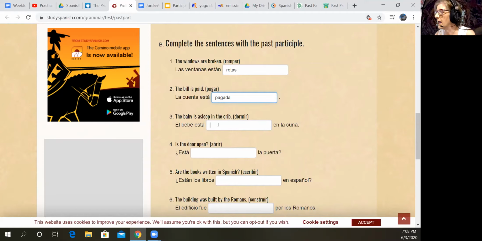Okay. El bebé está... The baby is snoozing. Is asleep. He is not sleeping. He is asleep. That's how we would say it in English. Okay, en español, dormido. El bebé está dormido. En la cuna. Cuna is crib.